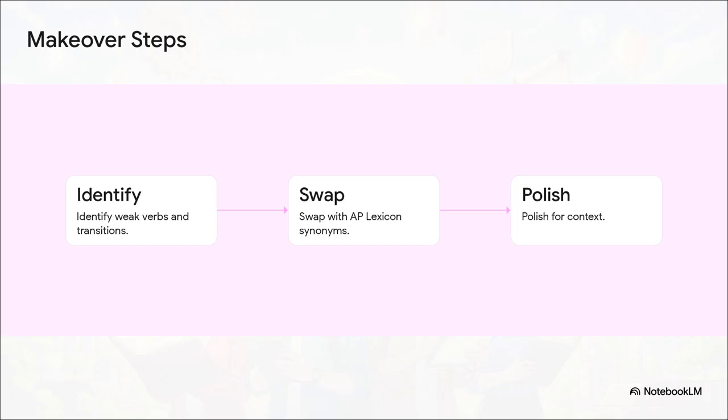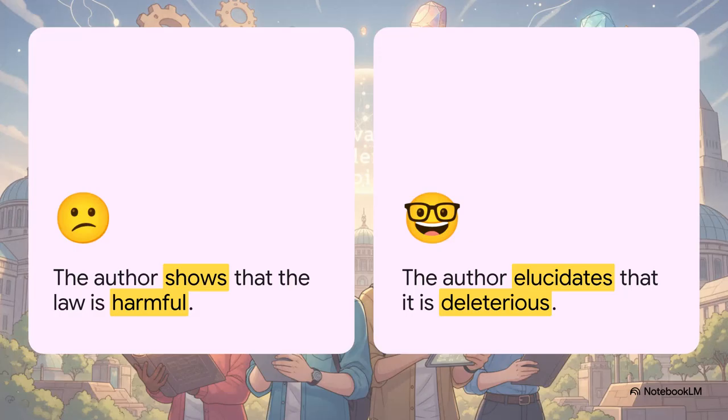Let's try it out. Let's play a quick guessing game. Say you write, the author shows that the new law is harmful to the poor people. How would you upgrade shows and harmful? Think about it. Now compare your idea to this expert exemplar.